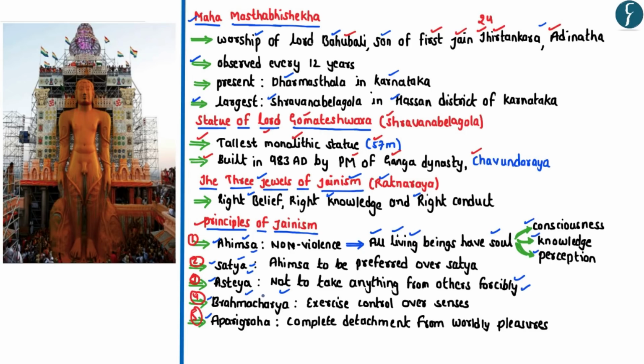The fourth principle is that of brahmacharya, that is to exercise control over the senses and not to indulge in sexual activity. And the last principle is the principle of aparigraha, which means that a person should not get attached to people, places, or wealth and should exercise complete detachment from worldly pleasures. So, these are the five main principles of Jainism.